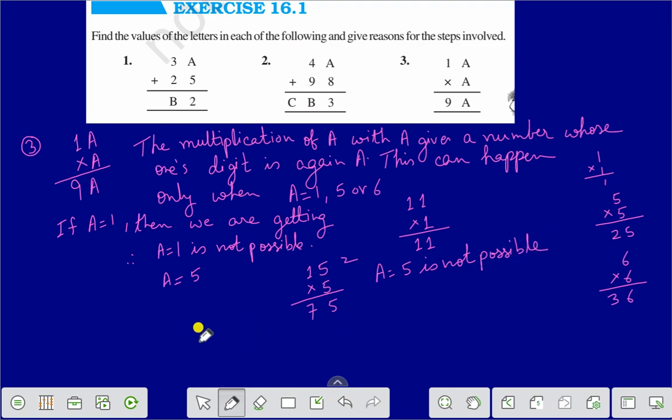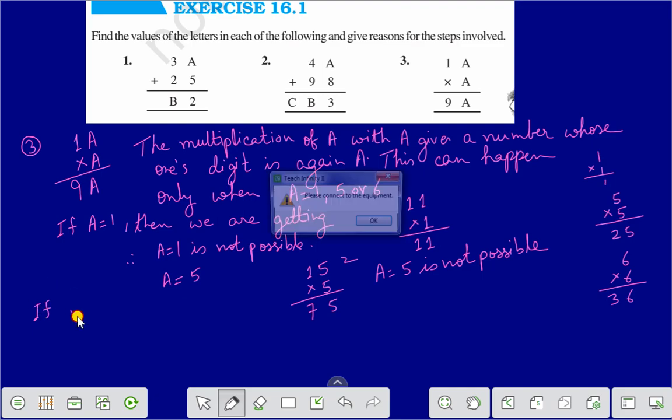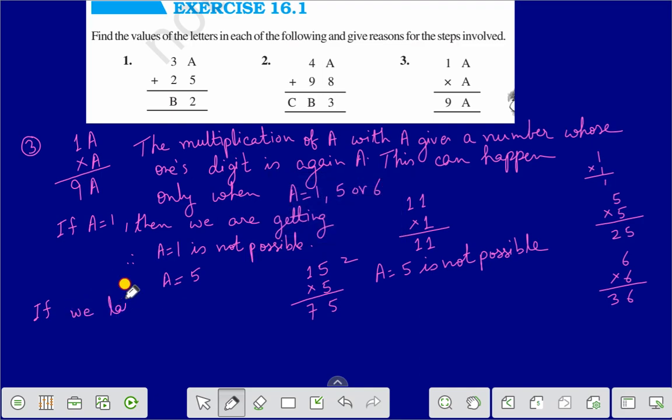If we take a is equal to 6, then we are getting 16 into 6. 6 into 6 is 36, 3 carry, 6 into 1 is 6, and 6 plus 3 is 9, so 96. And that is the same, right? Therefore, you can say the value of a is 6.